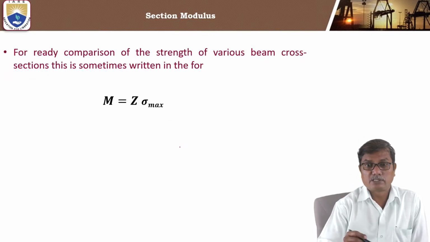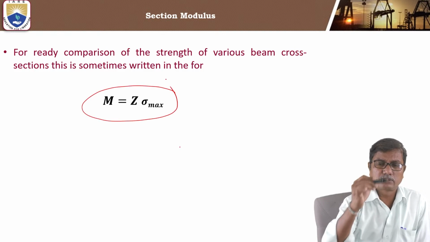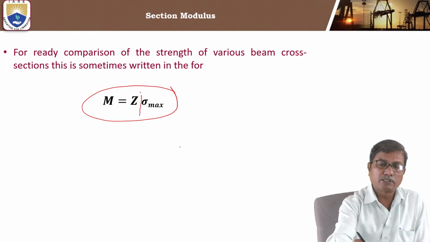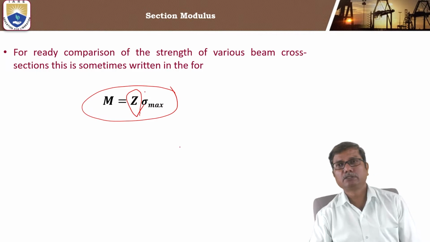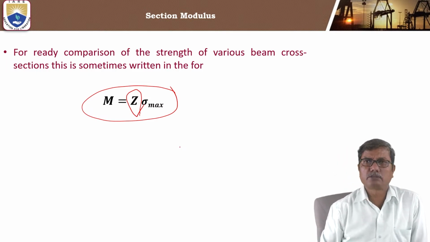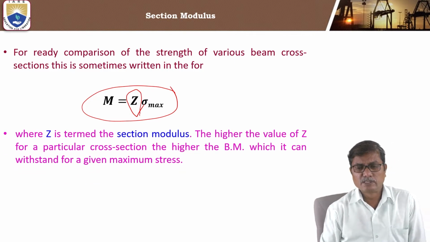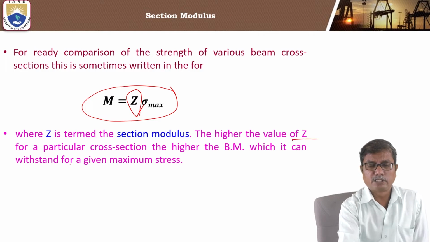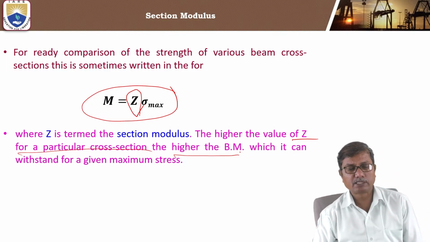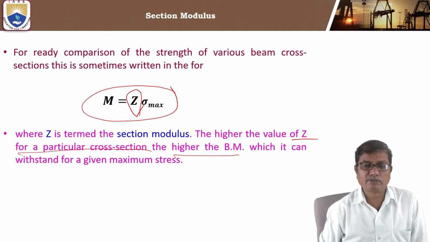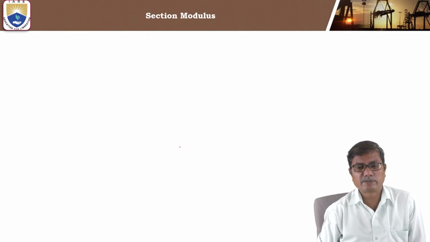Now, for strength comparison of different cross sections, we'll use this equation. Here, the strength comparison is done by using the section modulus. The more the section modulus, the more will be the bending strength. The higher the value of z for a particular cross section, the higher will be the bending moment which the beam can withstand for a given maximum stress.